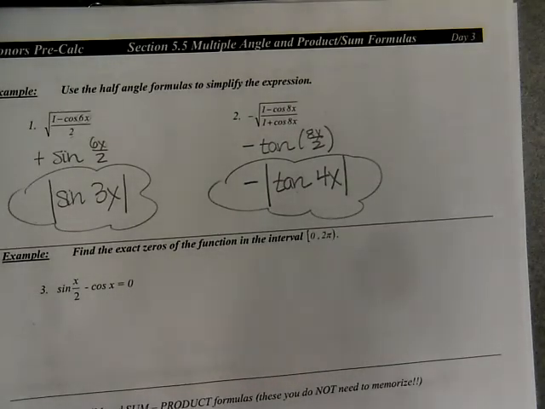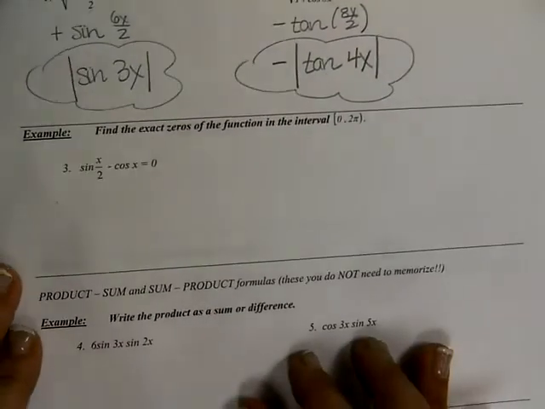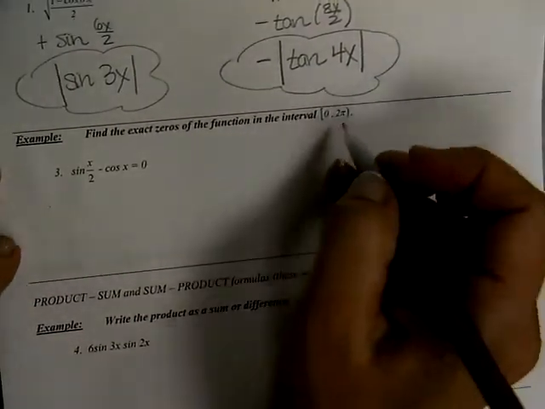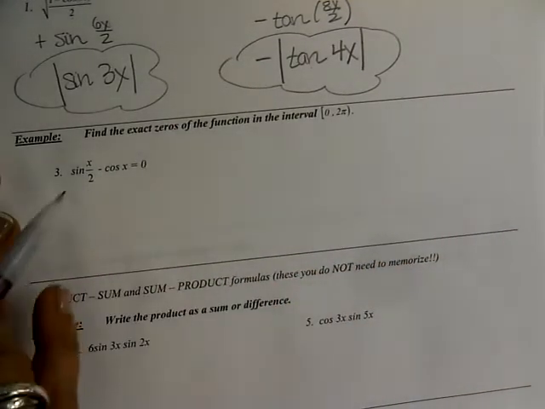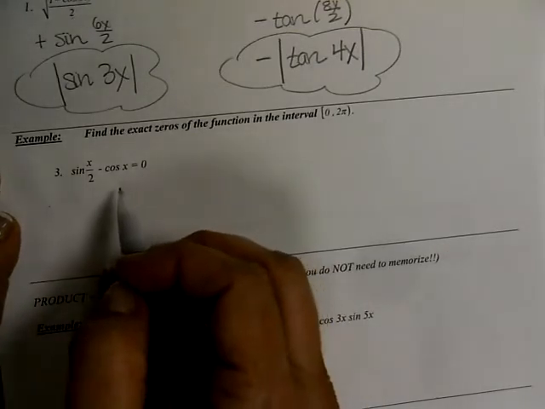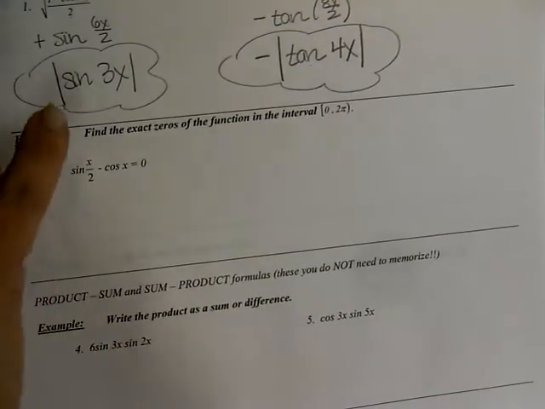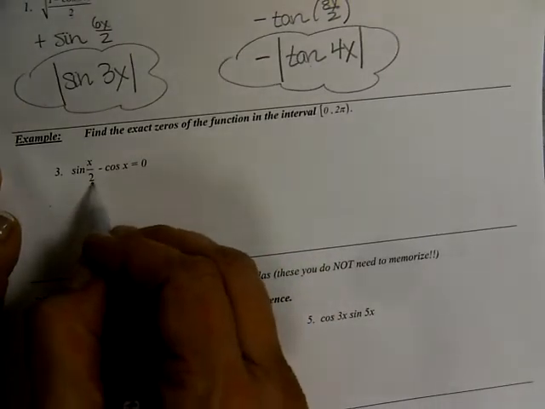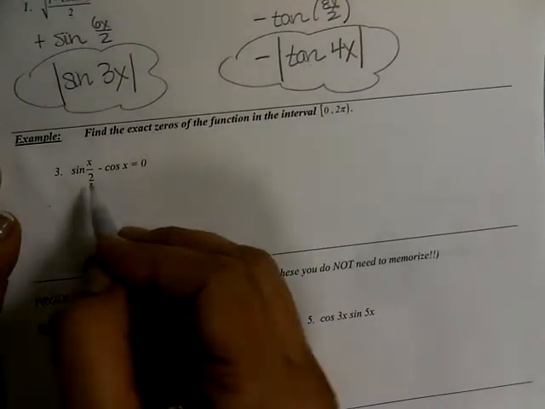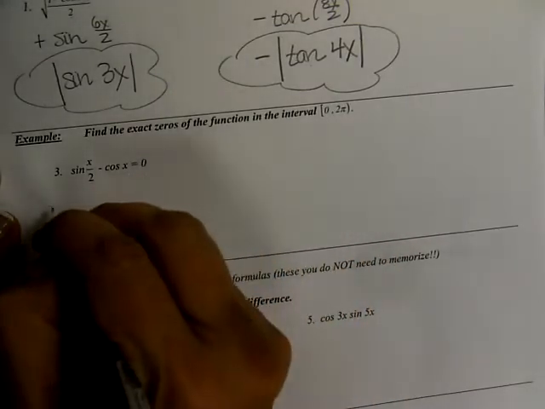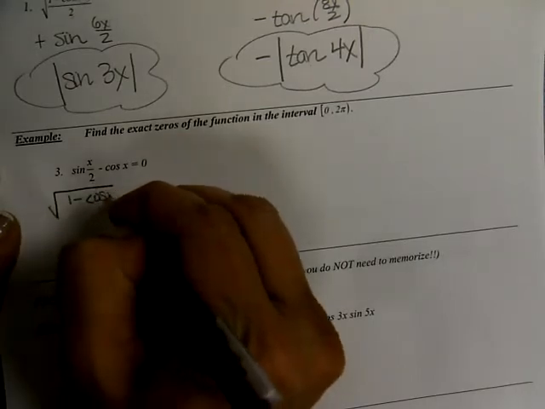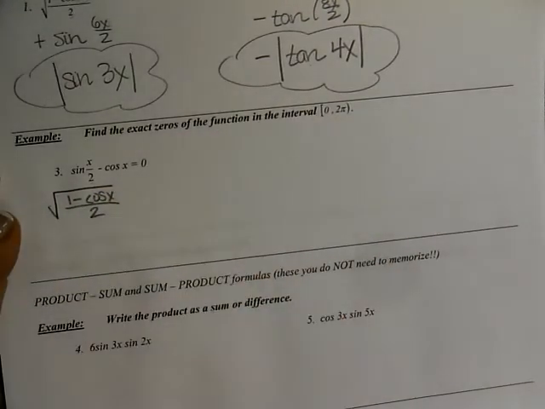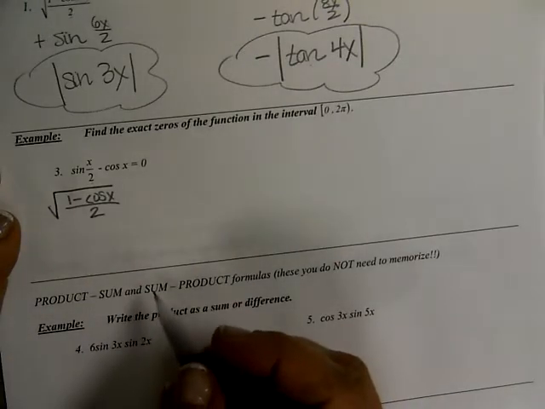Okay? All right, let's do another one with the half angle formula. It wants us to find the exact zeros of the function in the interval 0 to 2 pi. And I have the sine of x over 2 minus the cosine of x equals 0. So one thing I might want to do is rewrite this half angle using our first power of cosine here. If I use that, I can say that the sine of x over 2 is the same as the square root of 1 minus cosine x over 2.